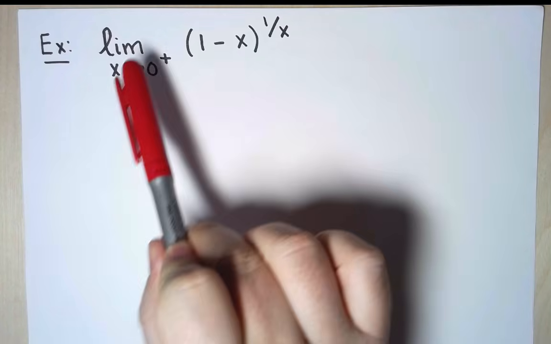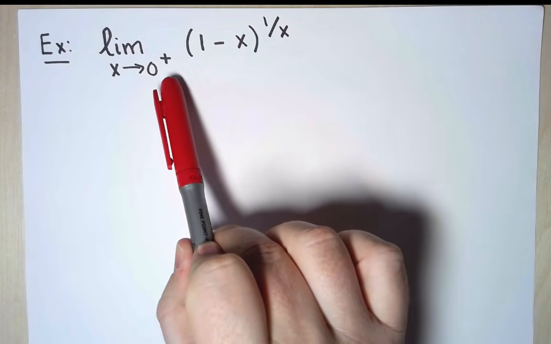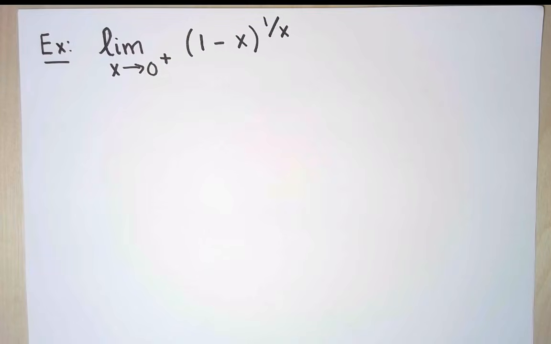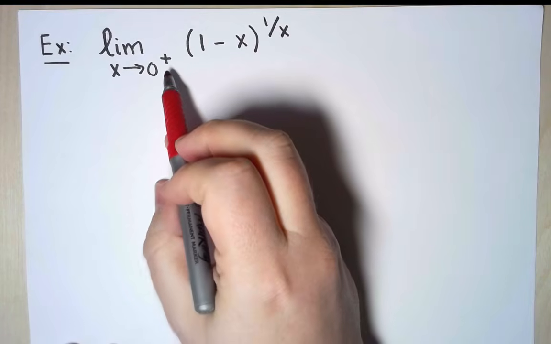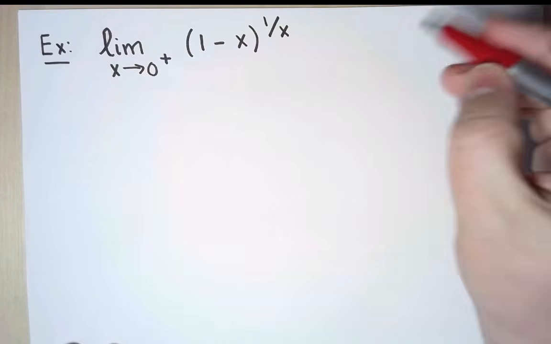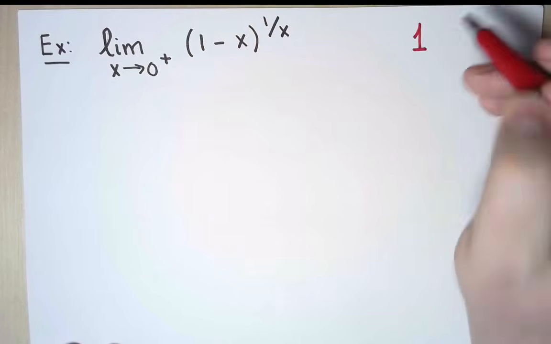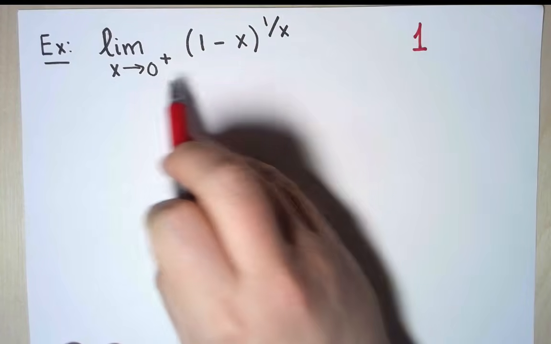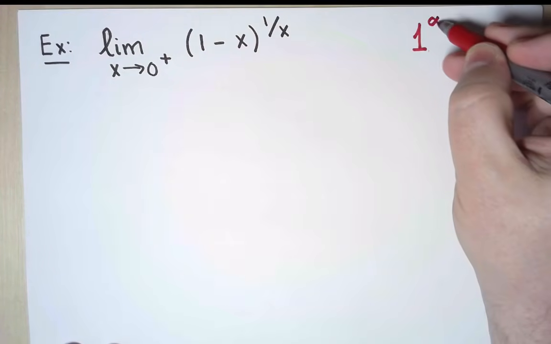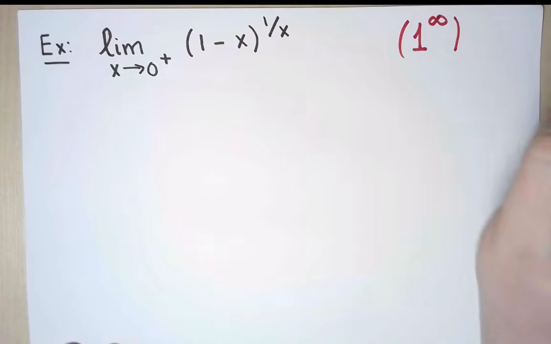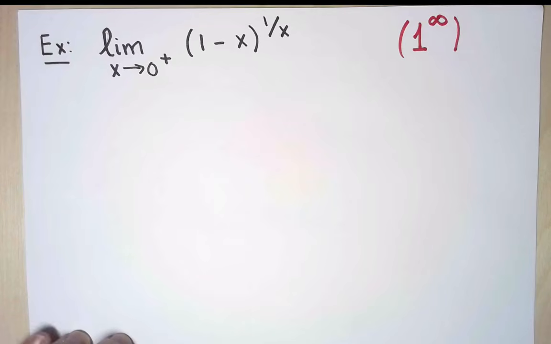I want to calculate the limit as x approaches 0 on the right of 1 minus x raised to the power of 1 over x. Before I do anything, let's find out what kind of indeterminate form, if any, I have. As x approaches 0, actually it doesn't matter on the right or on the left, 1 minus x approaches 1, and 1 over x approaches infinity, because we are on the right. So I have 1 to the infinity. This is an indeterminate power. Don't be tempted to say it is 1. The answer could be anything, and in fact is not going to be 1. It's going to be something else.